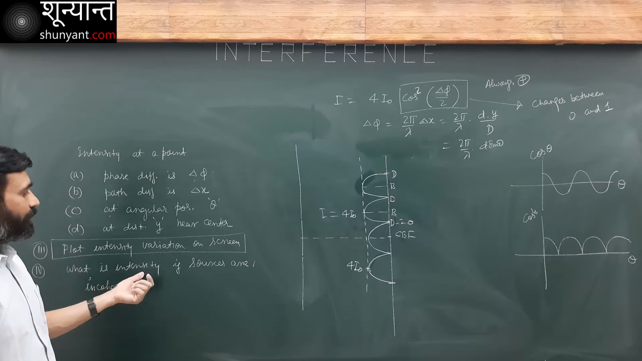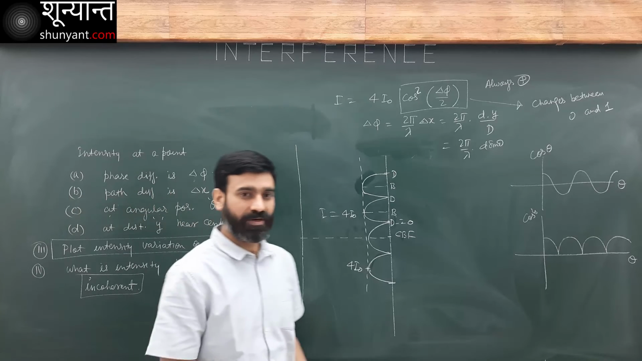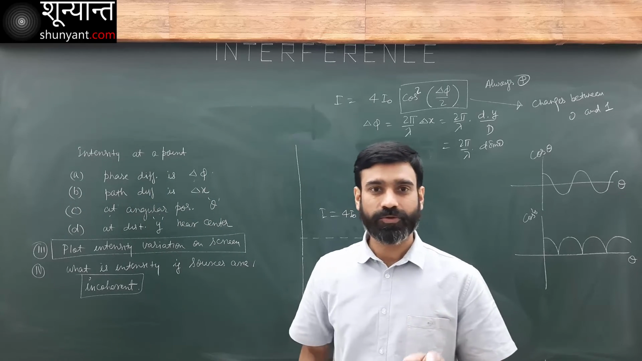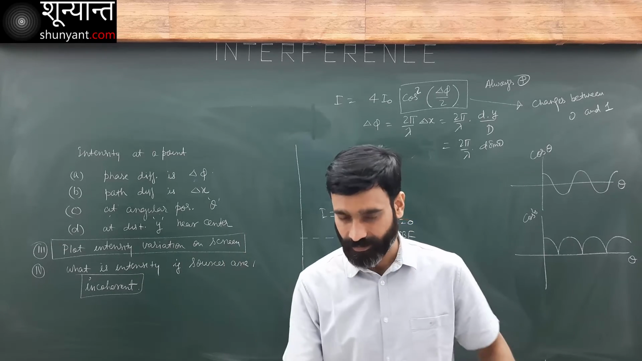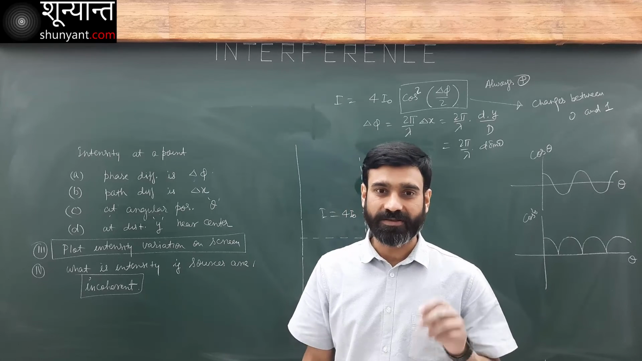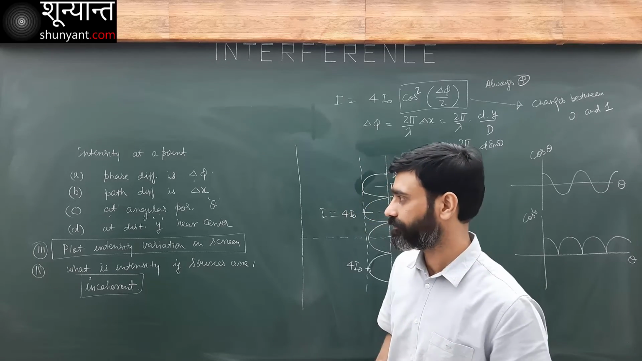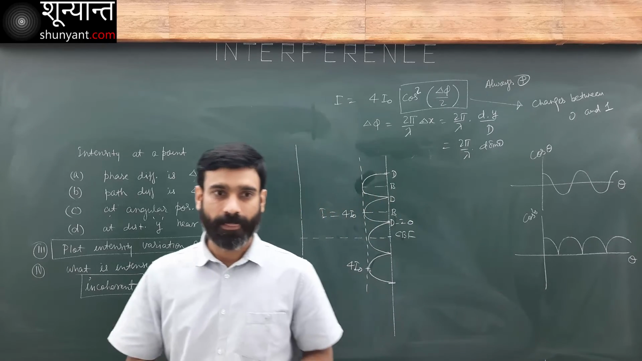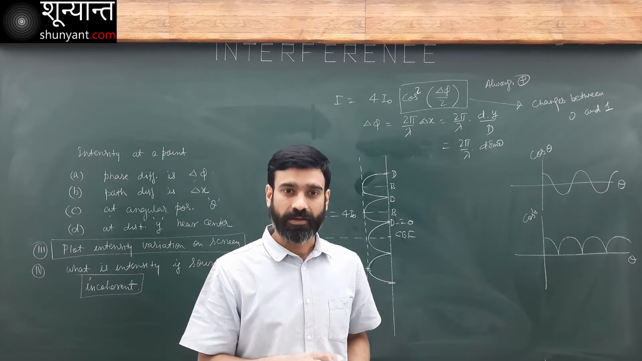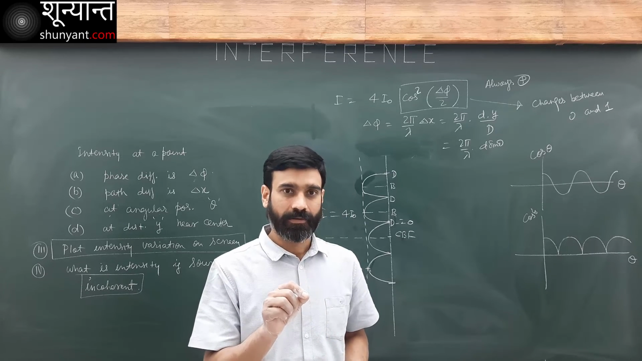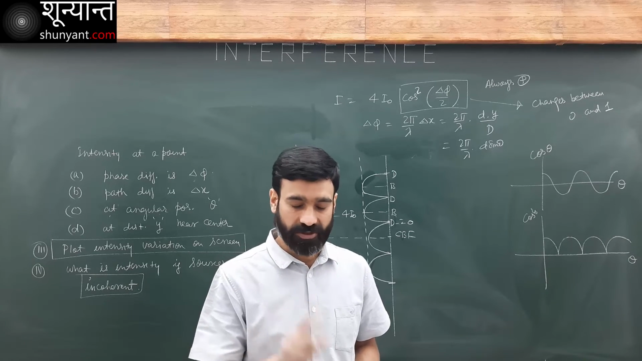What is intensity if sources are incoherent? What is the meaning of incoherent source? What is the meaning of coherent sources? Two sources are producing waves, let's say of same intensity. Intensity remains same. They are coherent. What does that mean? First of all, they are producing waves of same frequency. Just in case you have forgotten, you should note down. Two sources are said to be coherent if, first condition, they produce waves of same frequency. Frequency must be same.